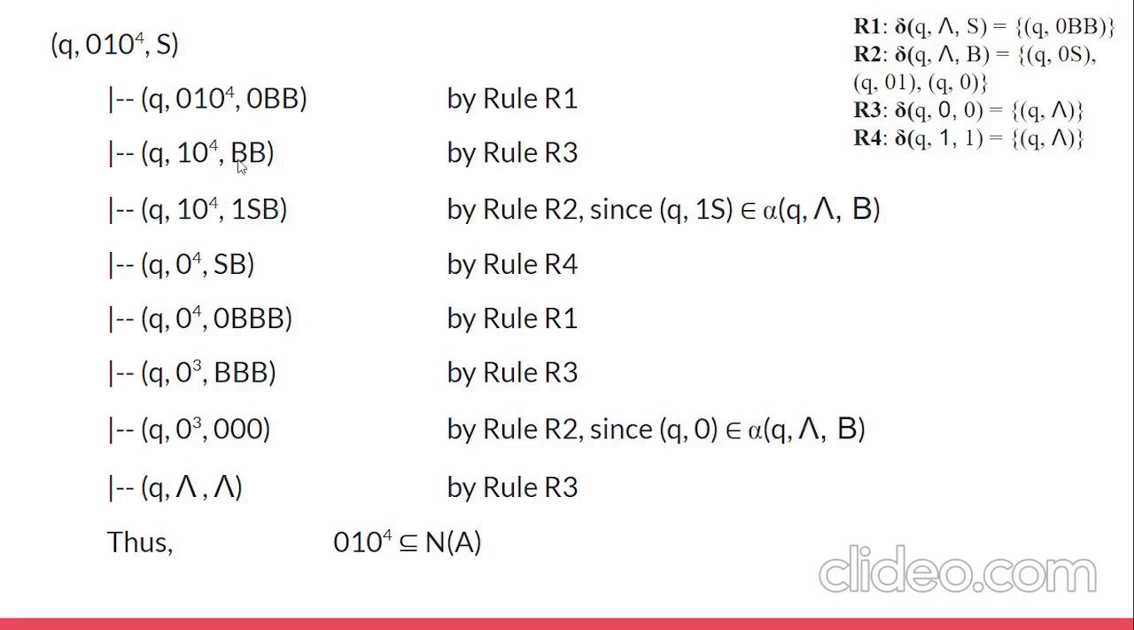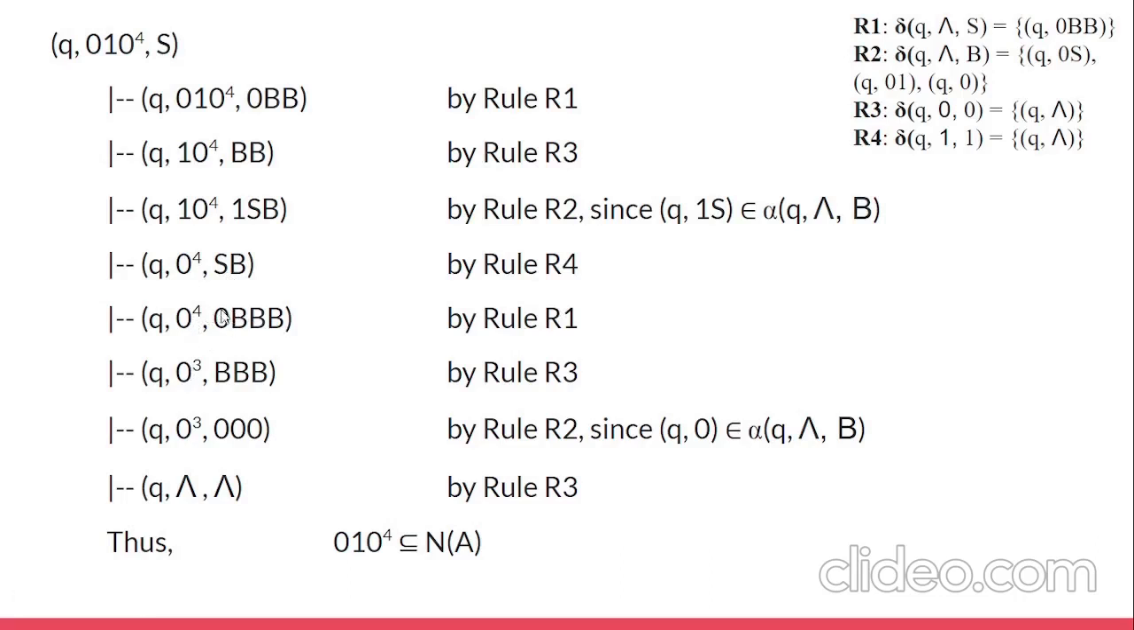Then by rule 2, we replace B with 1S. Then again, we encounter 1 and the top of the stack also contains 1, so by rule 4 we can pop 1 from the stack. Now the stack contains SB and the remaining string is 0, 0, 0, 0. So we can replace S again with 0BB by rule 1.